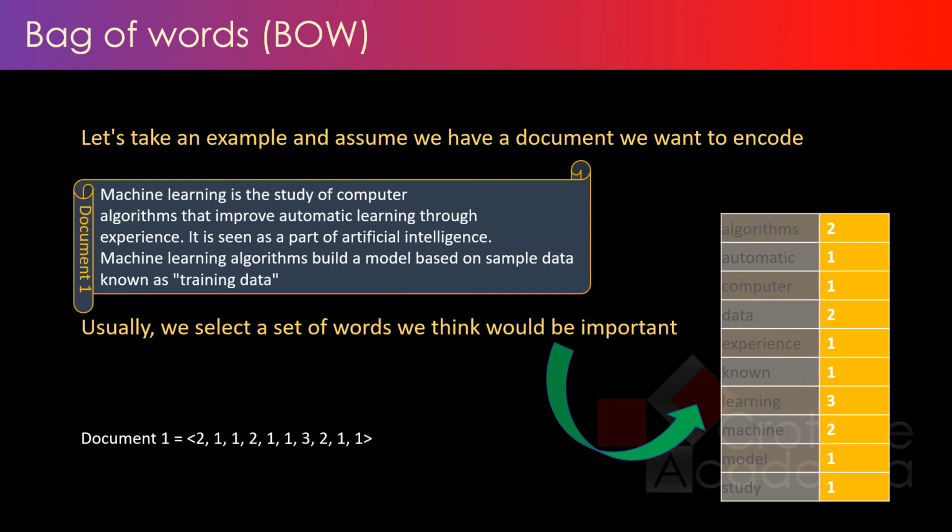If we have another document, which we call as document 2, we can have another vector representation for that, depending on the occurrences of each word in the corpus. When we have vector representations like this, we can easily measure the similarity between such documents.